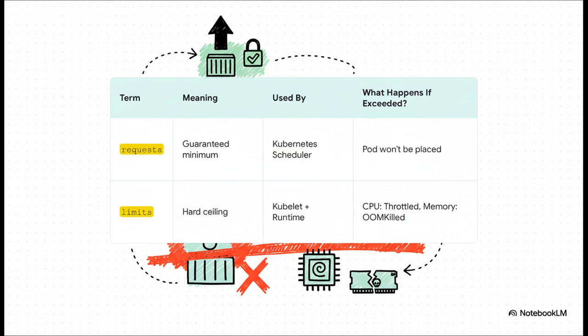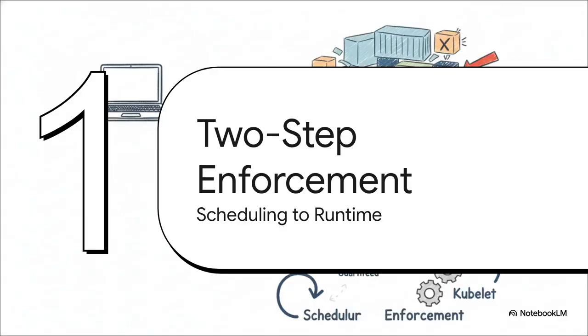Now, what's really crucial to understand is who in the Kubernetes system pays attention to these settings, because they're used by two different components. Requests are for the scheduler. That's the part that decides which node your app should run on. It won't place your app if a node can't meet the request. Limits, on the other hand, are enforced at runtime by the kubelet, the agent that lives on the node itself. So what you get is this really brilliant two-step enforcement process. It's a design that's built for stability, right from the moment you deploy your app to its entire life on the cluster. Let's break down how that actually plays out.